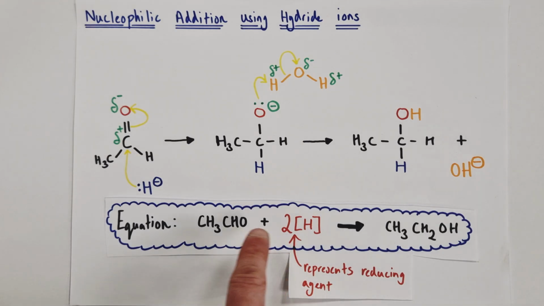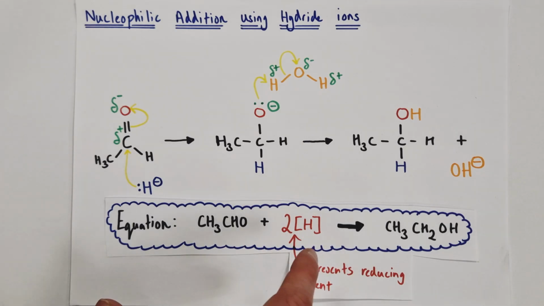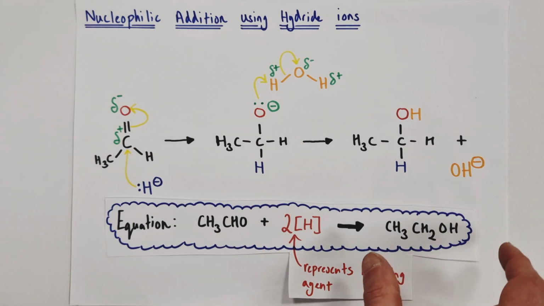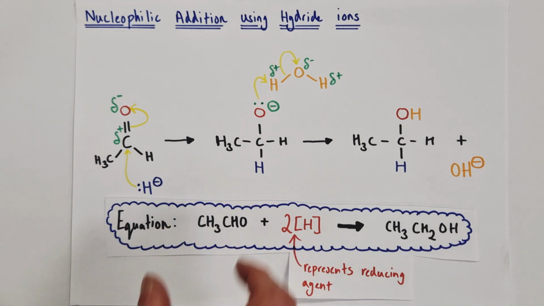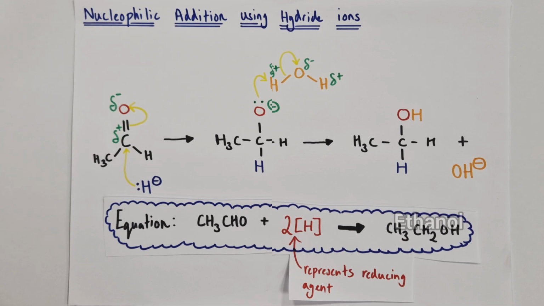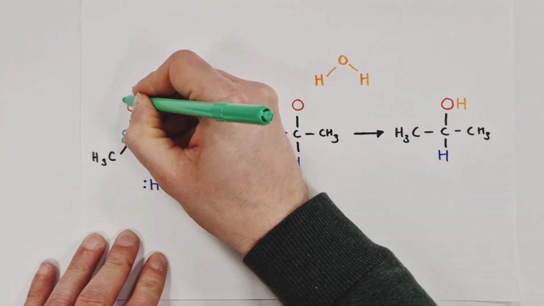And we've made sure there's a 2 in front to balance out the number of hydrogens on the left-hand side and the right-hand side. You can see this molecule here has 6 hydrogens. The aldehyde only had 4, so we had to put a 2H here to make sure we have a balance of hydrogens left and right. And finally, the product here is an alcohol, a primary alcohol. Specifically, we've made ethanol.